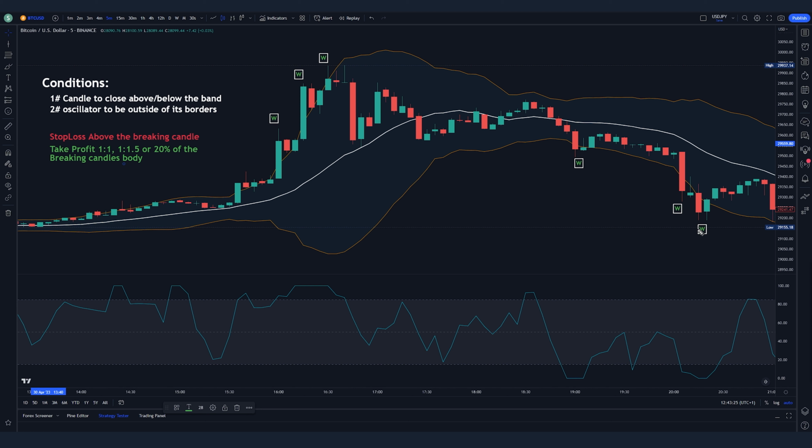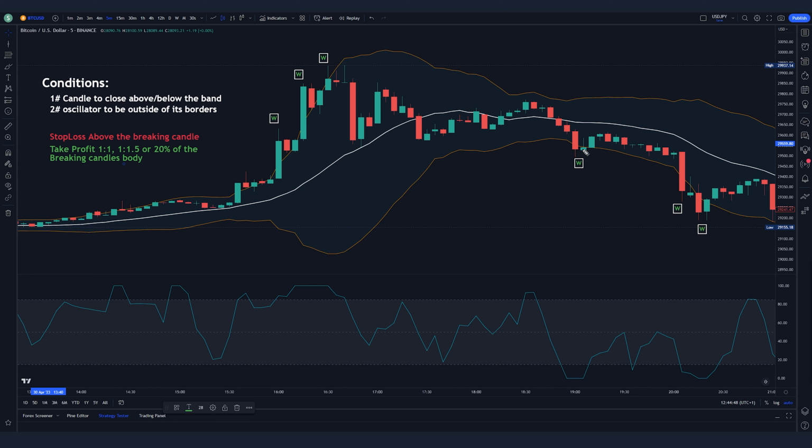For the buy alert, we're going to be looking for a negative candle which is breaking down, and then we're going to trade the following candle and the stop loss is going to be under the breaking candle. The take profit will be 1-to-1 or 1-to-1.5 or 20% of the breaking candle's body, which is this is the body of the candle. So that's your target. And of course, the oscillator must be outside of the borders.